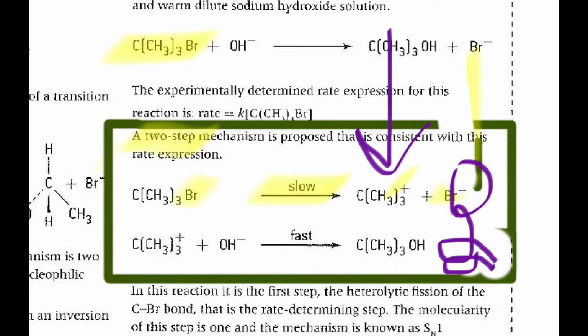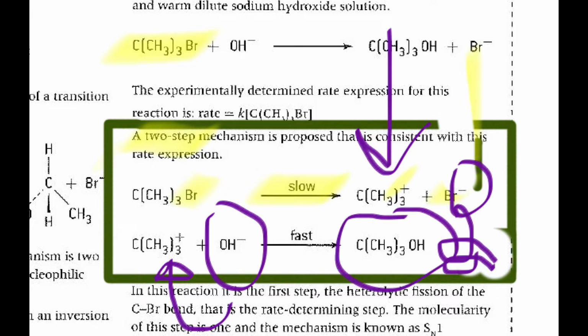Then the second step is where the hydroxide attaches to the carbocation, making your final product, which is an alcohol. So this is a two-step reaction, and a two-step reaction is an SN1 mechanism. The 1 here, remember, doesn't refer to the number of steps, but it refers to the number of molecules in the rate law. So let's just clear that up.